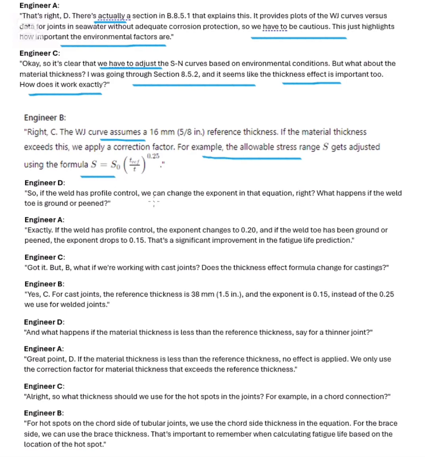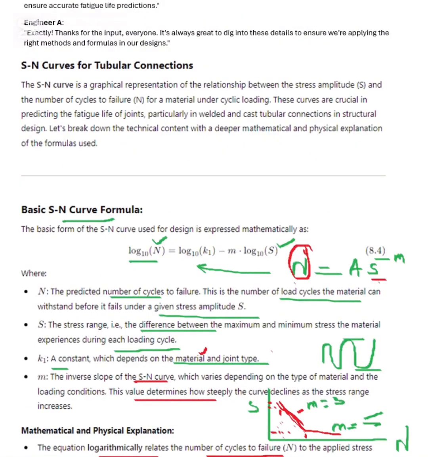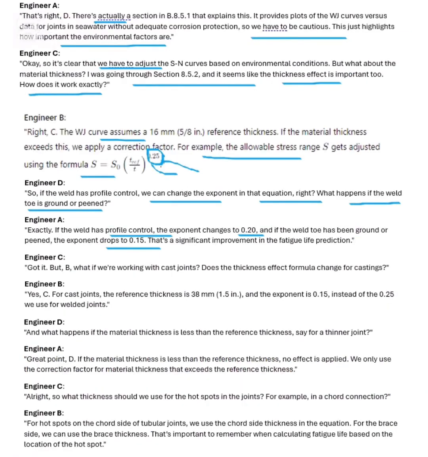So if the welded joint has profile control, we can change the exponent in that equation, right? What happens if the weld toe is ground or peened? If the weld has profile control, the exponent changes to 0.2. If the weld toe has been ground or peened, the exponent changes to 0.15. So this exponent can go to 0.2 or 0.15 depending upon how much it is treated. Weld profile control means we can use 0.2. If the weld is ground or peened, then the exponent drops to 0.15. That would cause a significant improvement in the fatigue life prediction.